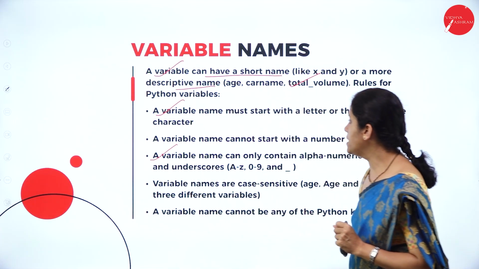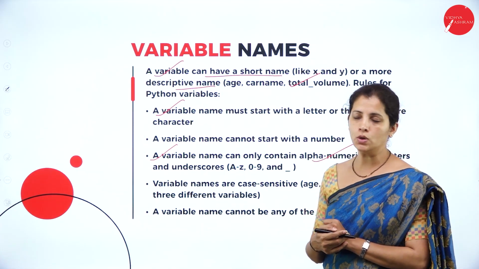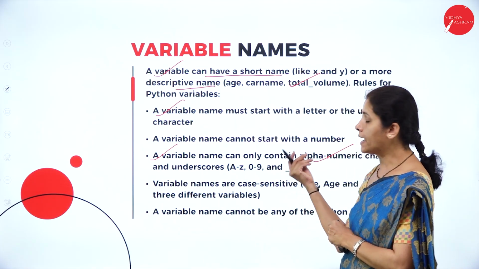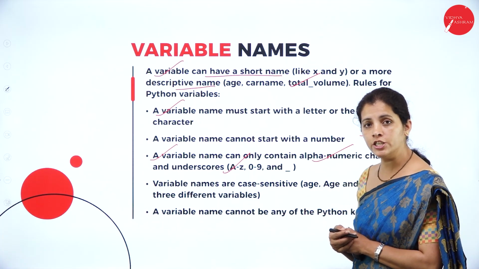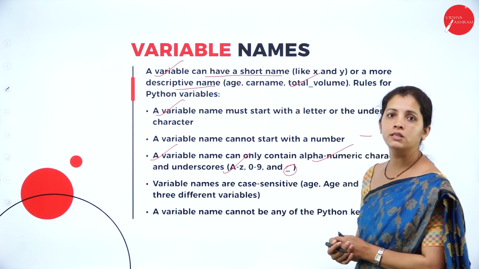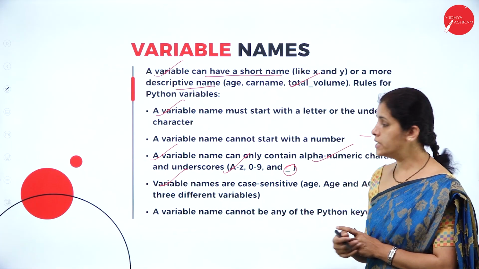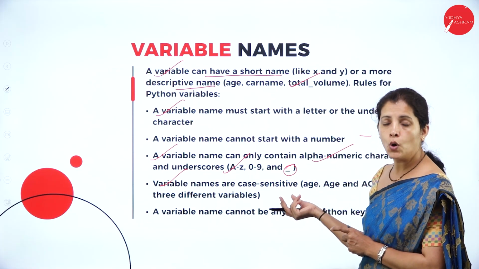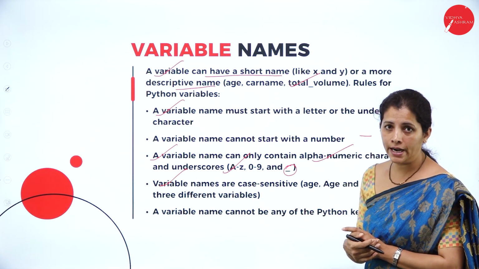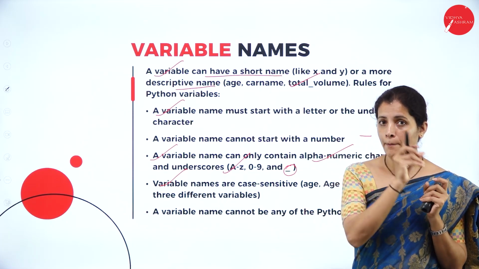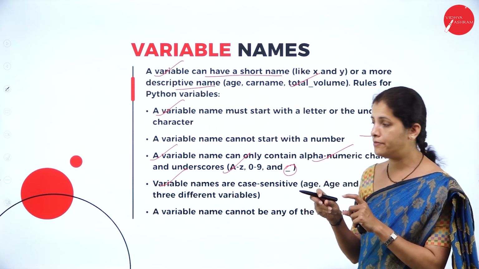A variable name can only contain alphanumeric characters and underscore. So while defining a variable, I can combine alphabets as well as digits, and I can use an underscore. Variable names are case sensitive. What's the meaning? Uppercase alphabets and lowercase alphabets are different. In the sense, the ASCII value of an uppercase alphabet and the ASCII value of a lowercase alphabet are different.